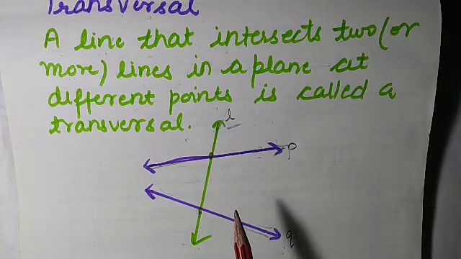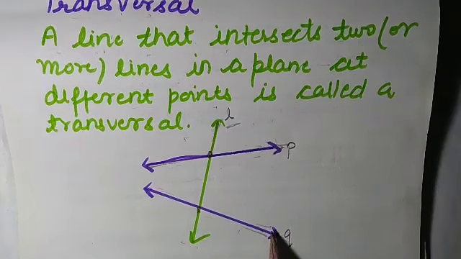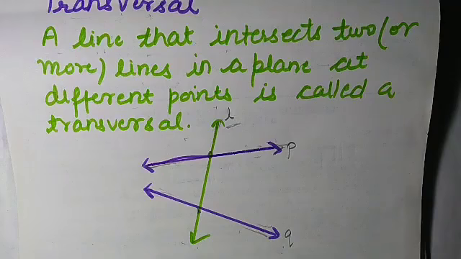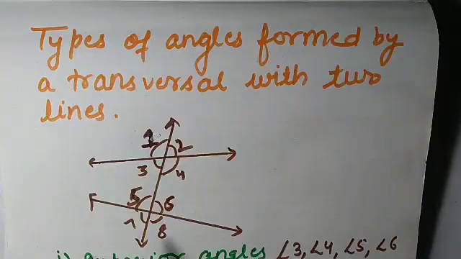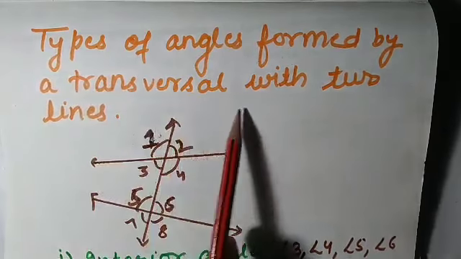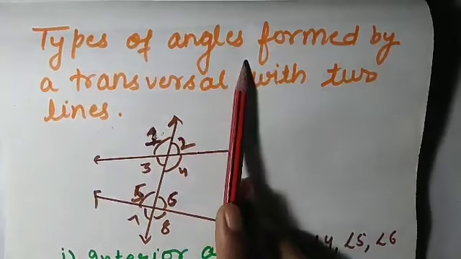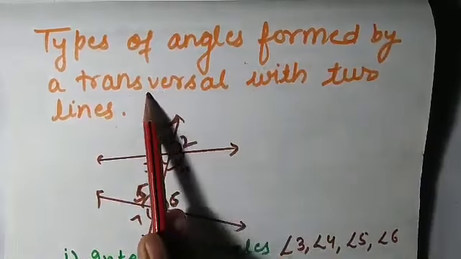It is a kind of line. Okay, so this is a line which intersects two or more lines at different points. So this is a transversal. Now, types of angles formed by a transversal with two lines. We will learn the types of angles formed by a transversal.